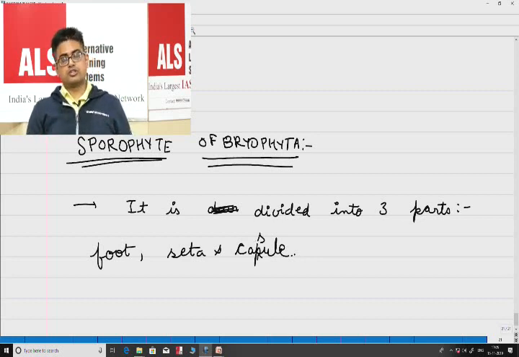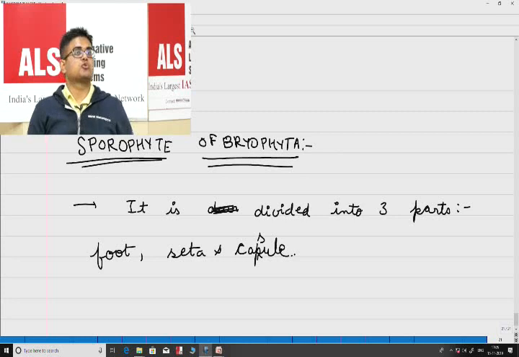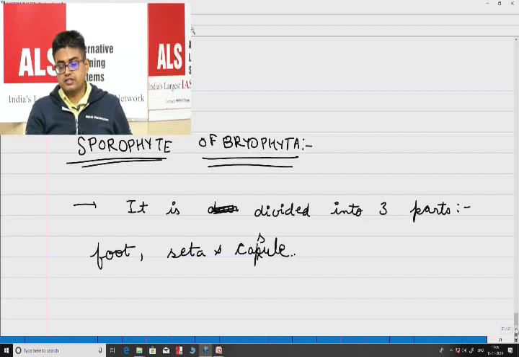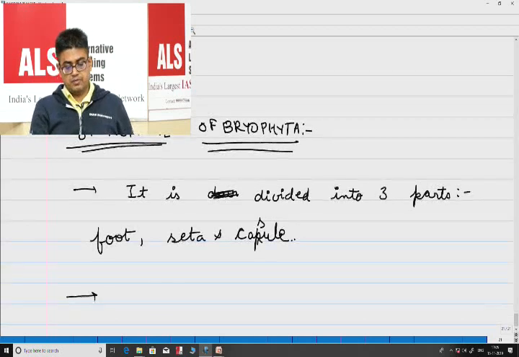Foot absorbs nutrition, seta transports it to the capsule, and capsule has the main function of forming spores by meiotic cell division. Because sporophyte, every part of sporophyte is diploid. Write this as the next statement also. Every part of sporophyte is diploid.